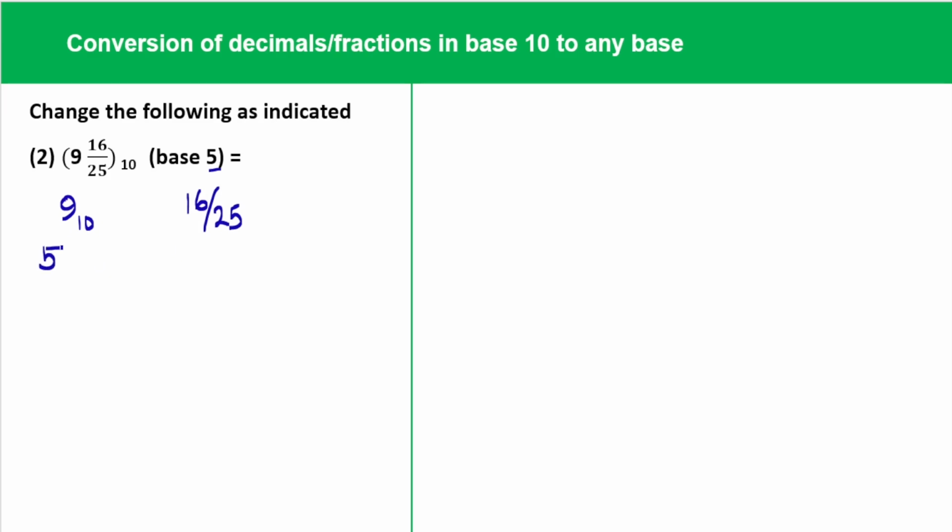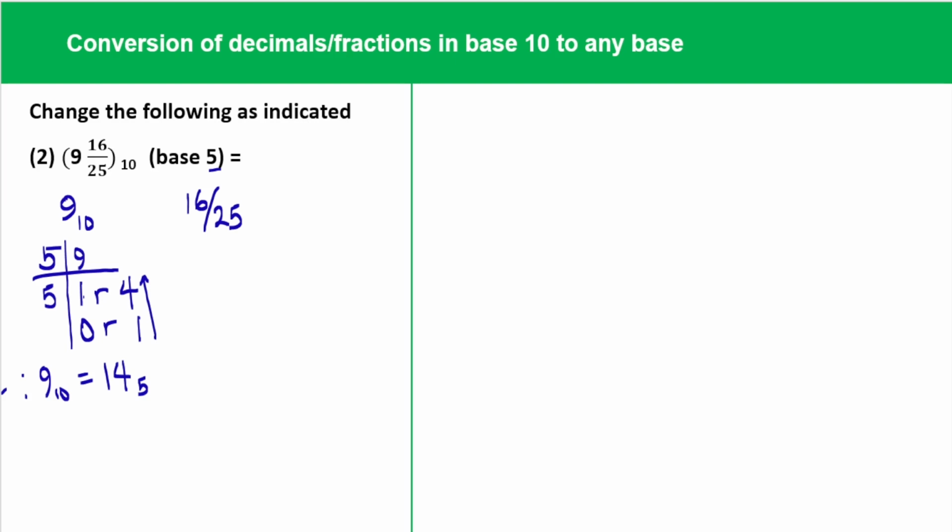We'll use 5 to divide the 9 and take note of our remainder in each line of division. 5 divide 9, that's 1, remainder 4. 5 divide 1 is 0, remainder 1. Therefore, 9 base 10 will be equal to, we write the answer from the bottom to the top, that's 1, 4 base 5. Now that will be the answer for the whole number part. We now move to the fractional part.